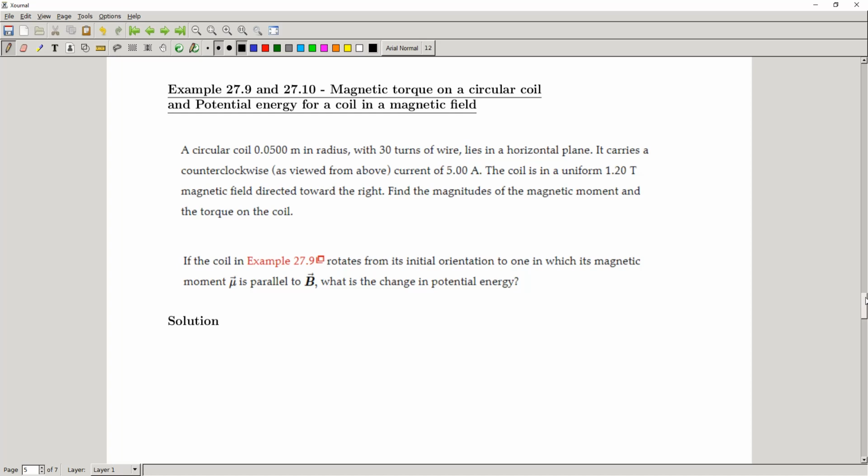Okay, so we're going to do two examples here. I've stuck them both together. It's not a very long example, and then after this we have a couple more things to talk about in this video, and then we'll wrap it up. So this is example 27.9 and example 27.10 from the text. They use the same setup, and they just look at two different parts of it in both problems, so I just combined them together. We have magnetic torque on a circular coil, and then we have the potential energy of a coil in a magnetic field. Okay? And so let's get started here.